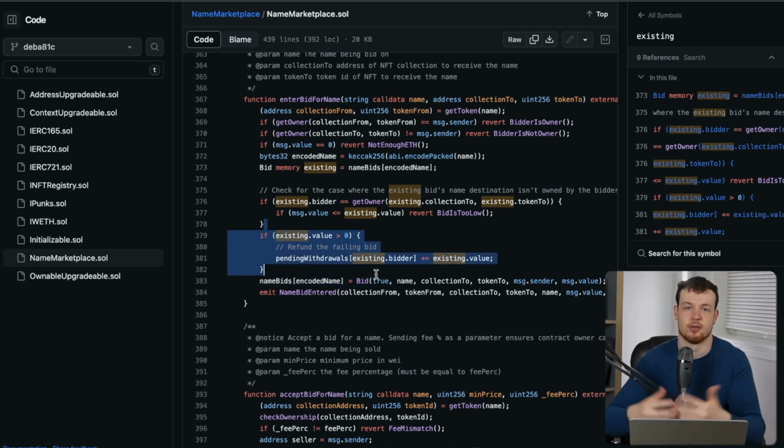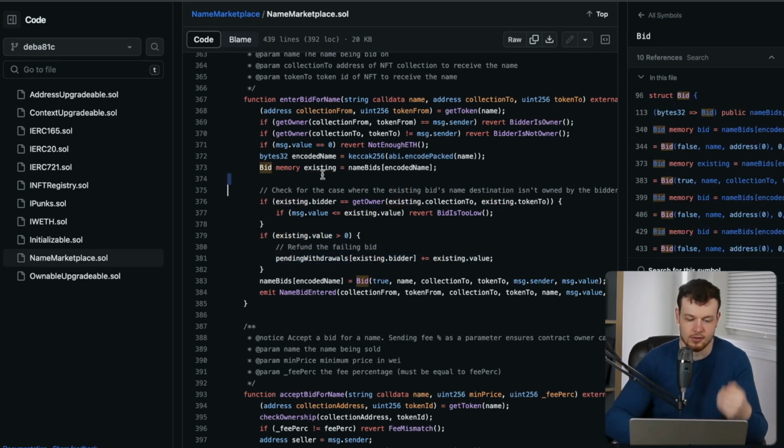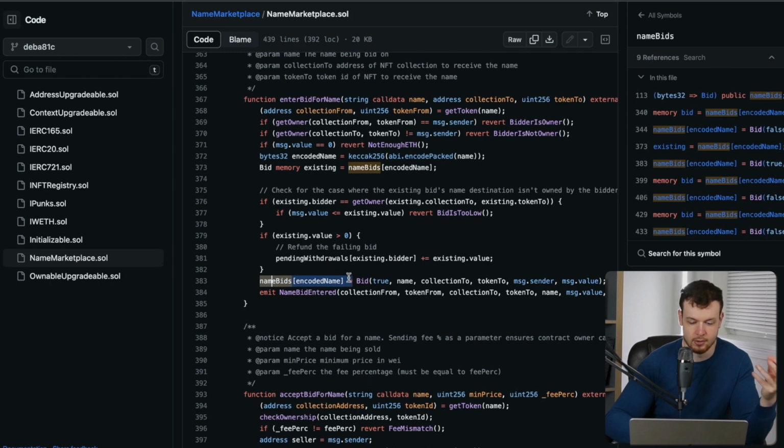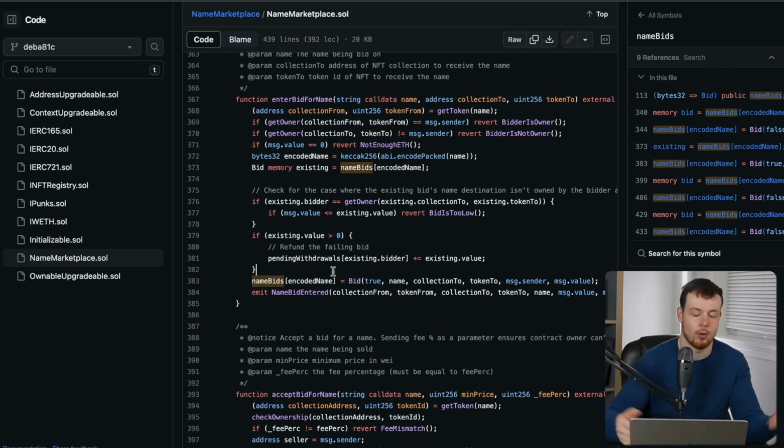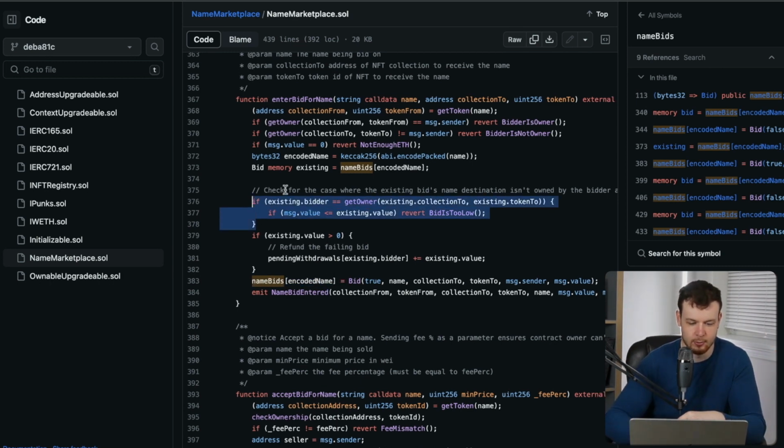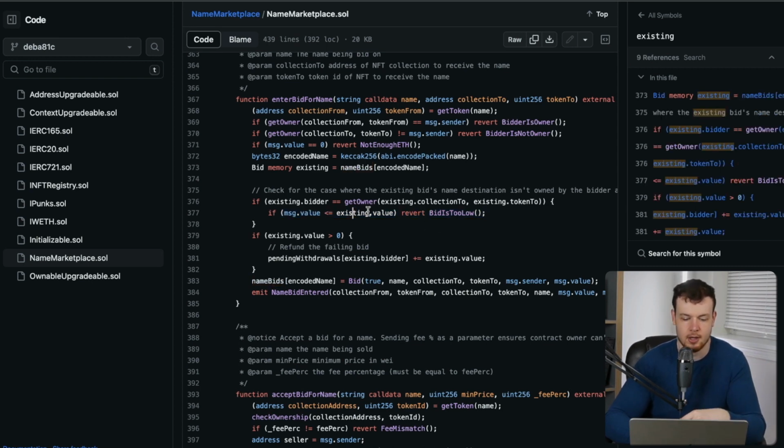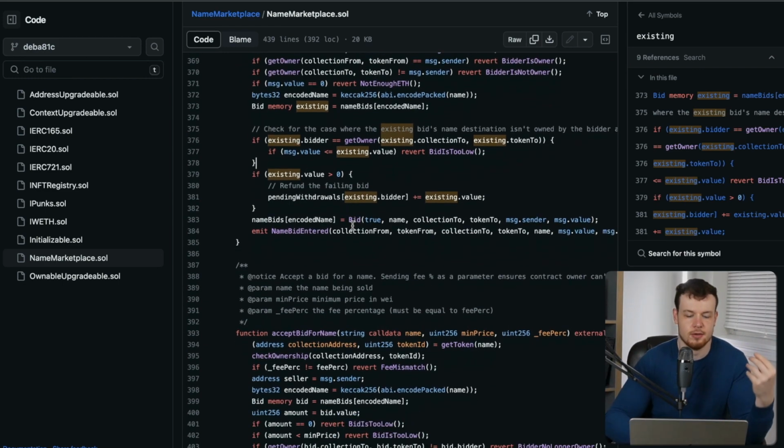So if we're willing to pay more for the name, then we get to overwrite this existing bid, right? And we do that with this line here. And of course, if we don't provide enough message.value, we will enter this check here and we will revert if we didn't provide more than the existing bid.